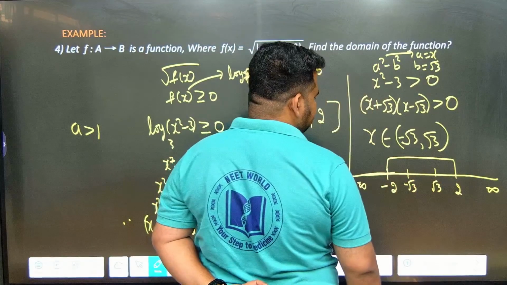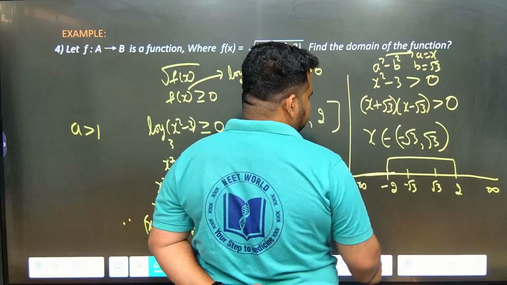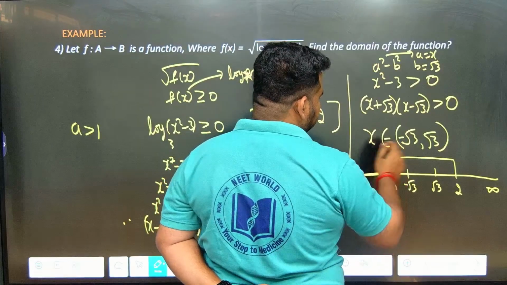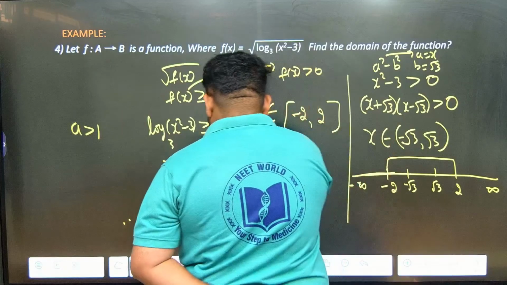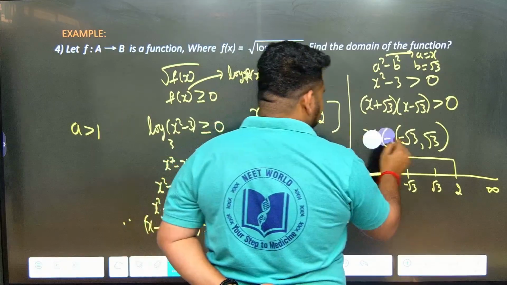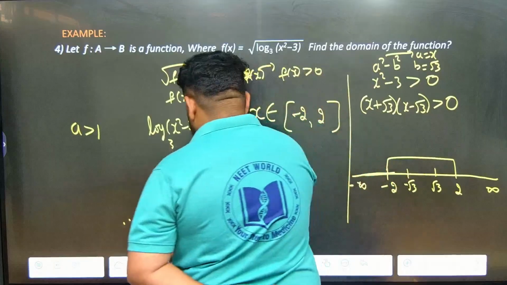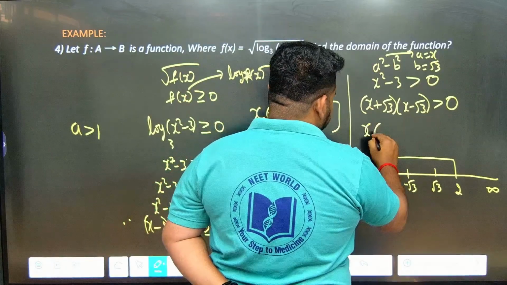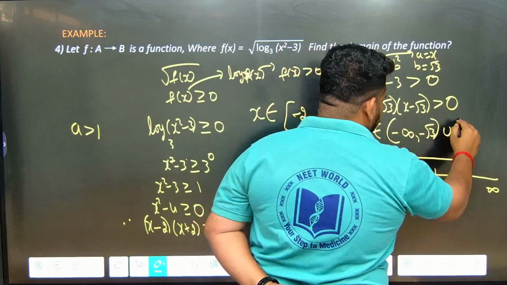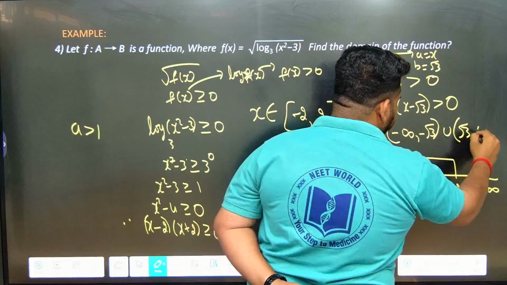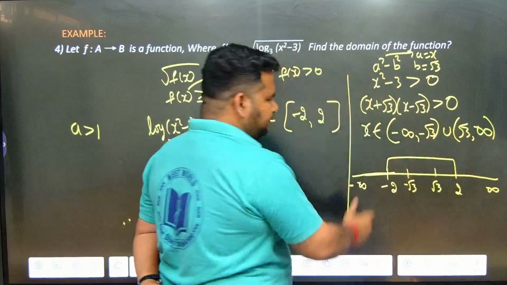And then we are having minus root 3 to plus root 3. Correct? No? So, instead of writing this directly, I can write it as x belongs to minus infinity comma minus root 3 union x belongs to root 3 comma infinity. If I use the wavy curve method, I can write this directly.